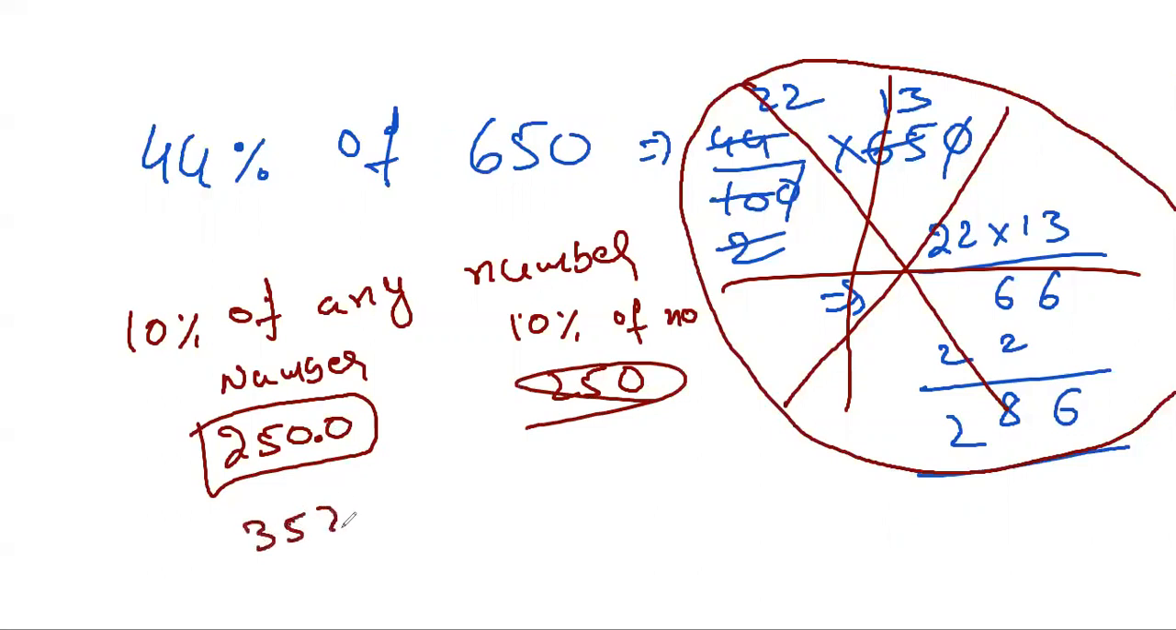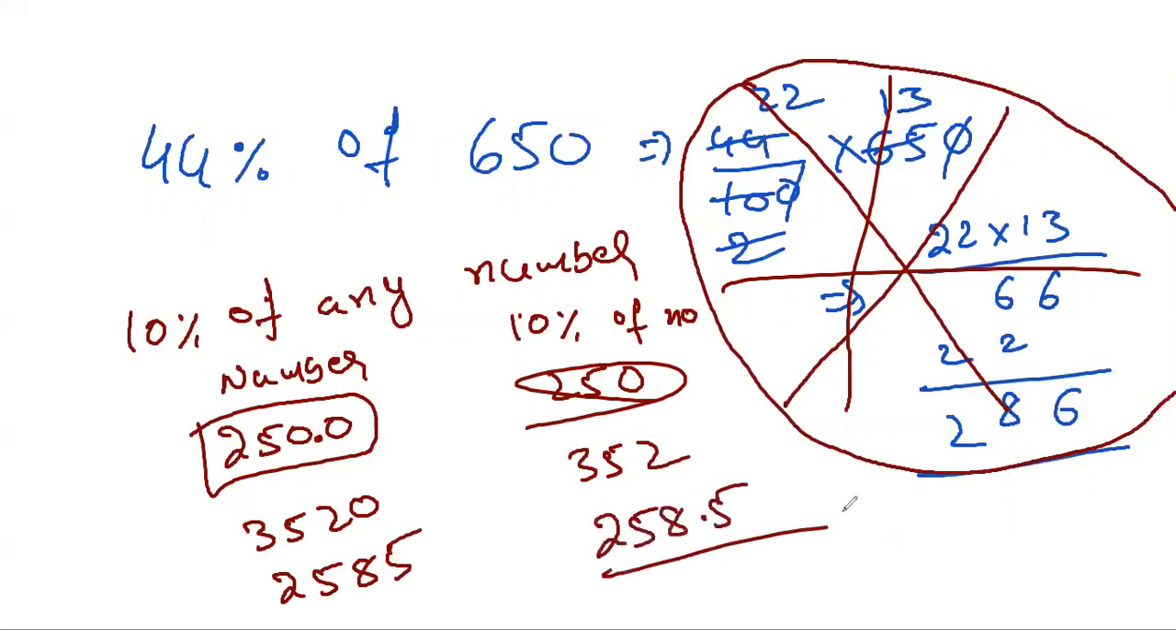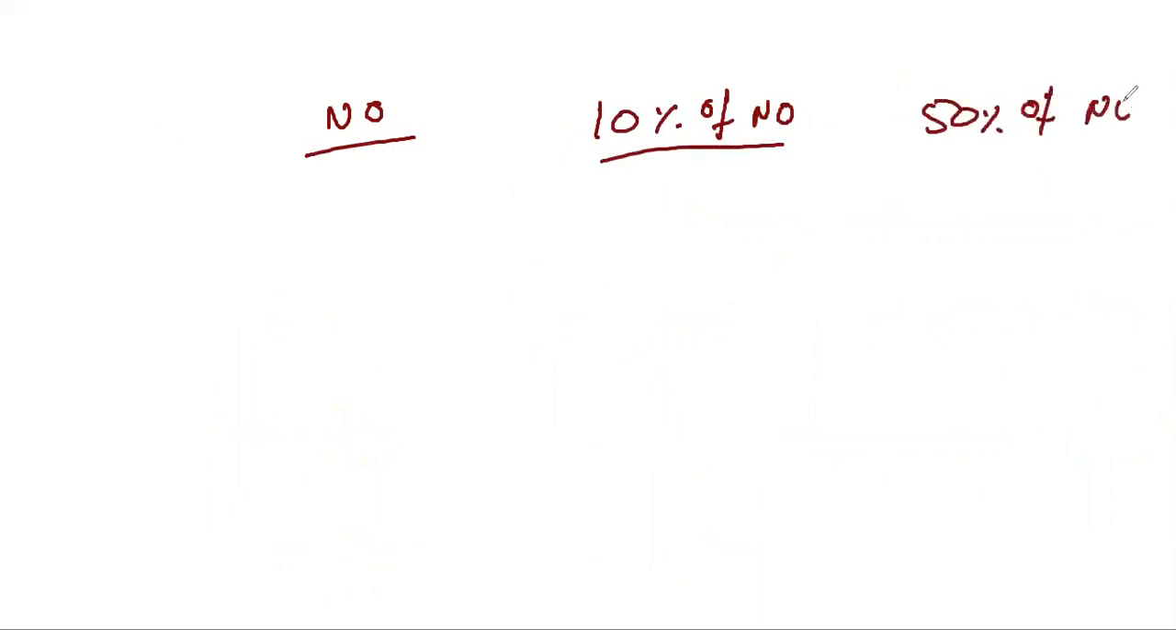If the number is 3520, 10% of this is what? 352, because you just have to put a decimal point before the last digit. What about 2585? 10% is what? 258.5. I hope you understand this one. I'll explain it again: number, 10% of the number, 50% of the number. If you do these calculations, then you can do everything.